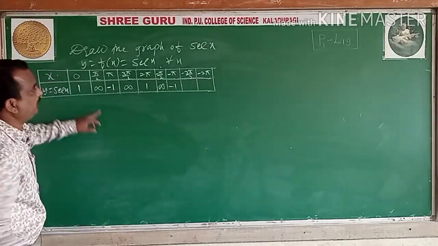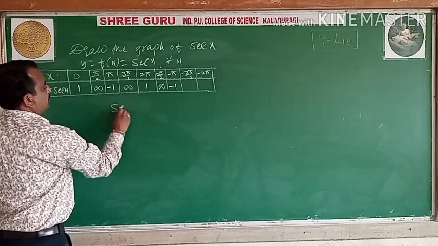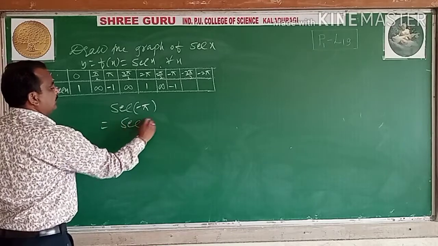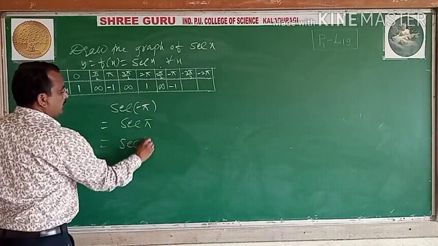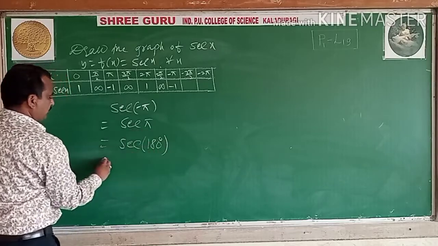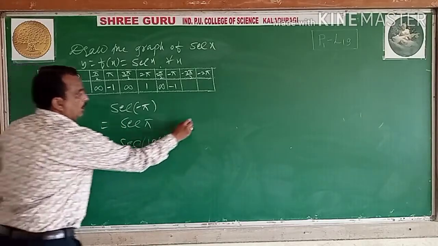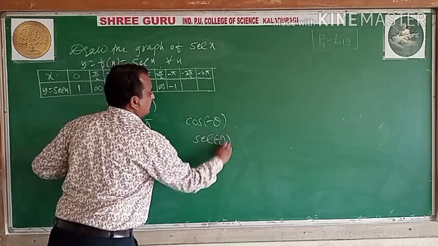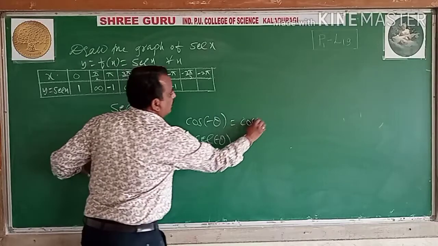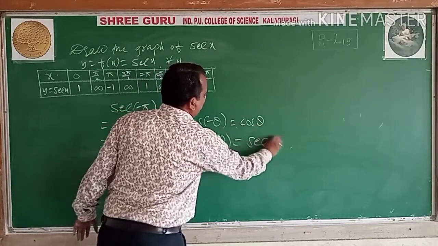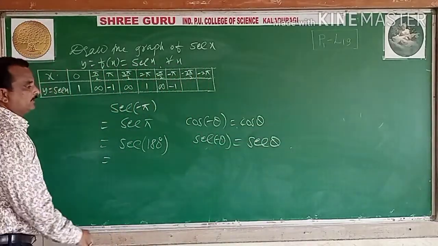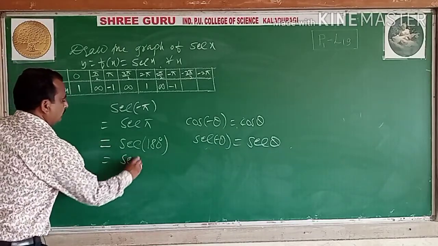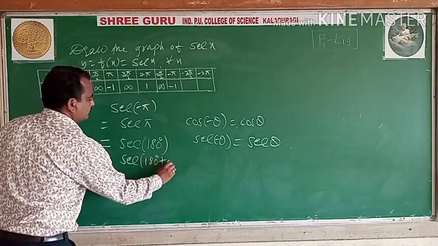Sec of minus pi. Sec of minus theta equals sec theta. Sec of 180, pi means, this is plus, you know, cos of minus theta and sec of minus theta are positive. So this is sec of 180 degree. Sec 180, 180 plus 0.